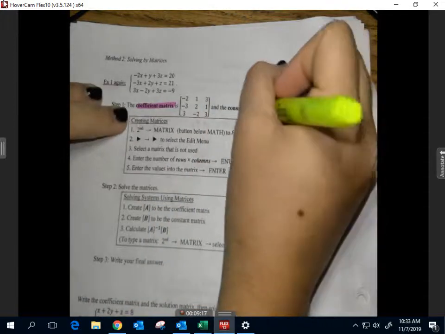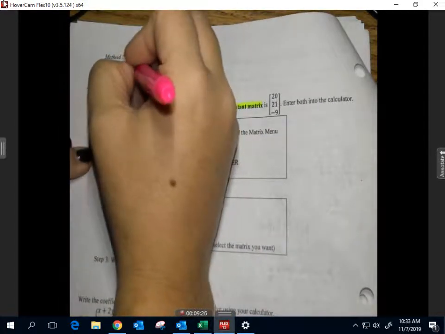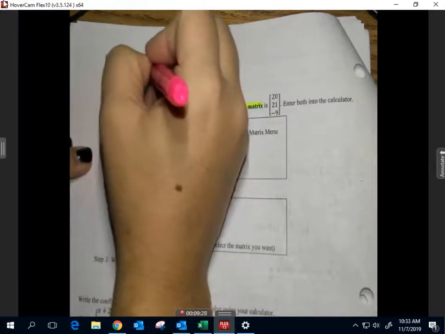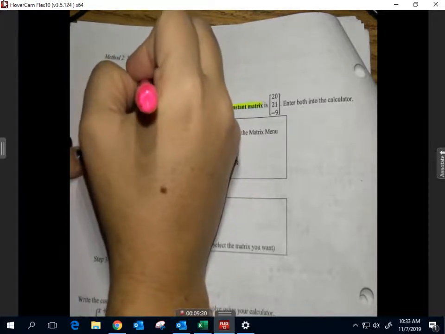Constant matrix. So these are my constants, where they're getting the constants from. And then my coefficients are the numbers that are being multiplied to the variables. Okay, that's where they're getting all those numbers.